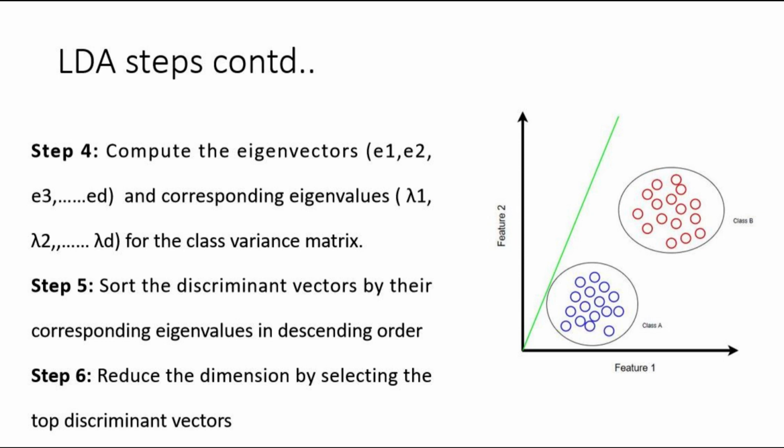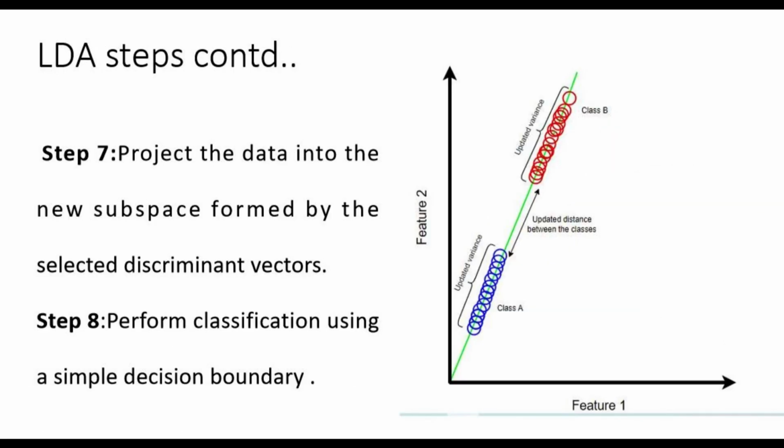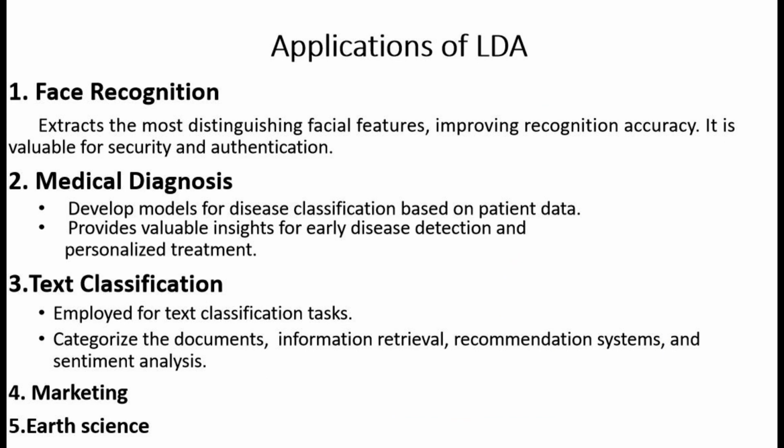Then in step 5, sort the discriminant vectors by their corresponding eigenvalues in descending order. The green shows the eigenvector. Then in step 6, reduce the dimension by selecting the top discriminant vectors. In step 7, project the data into the new subspace formed by the selected discriminant vectors with a certain threshold value. In step 8, perform classification using a simple decision boundary. Next, we can see the applications of LDA.